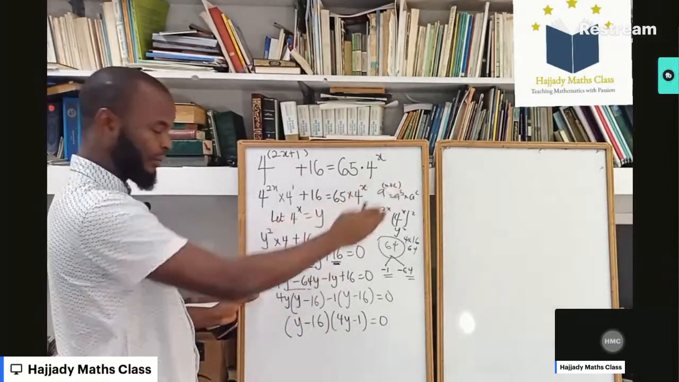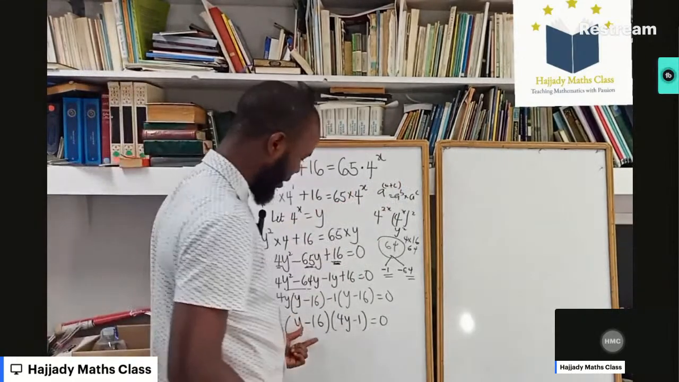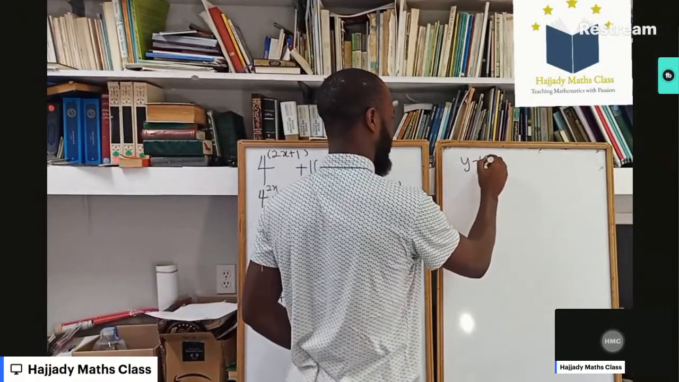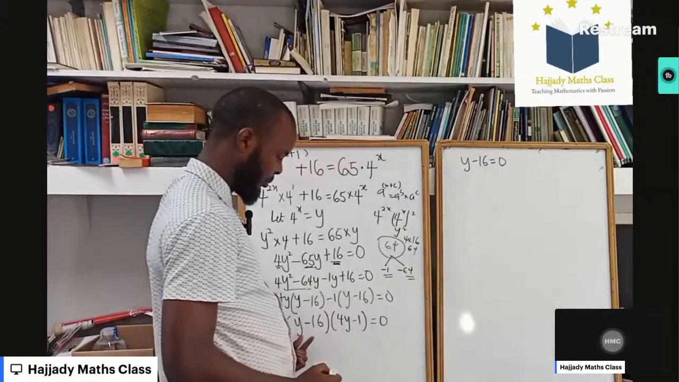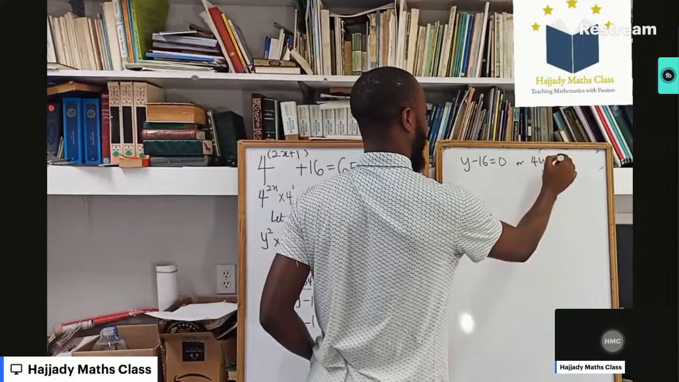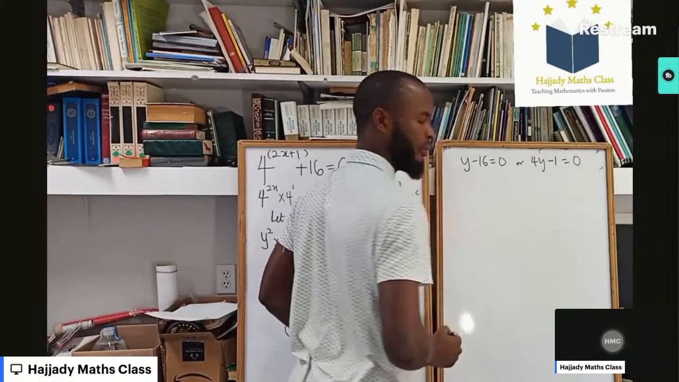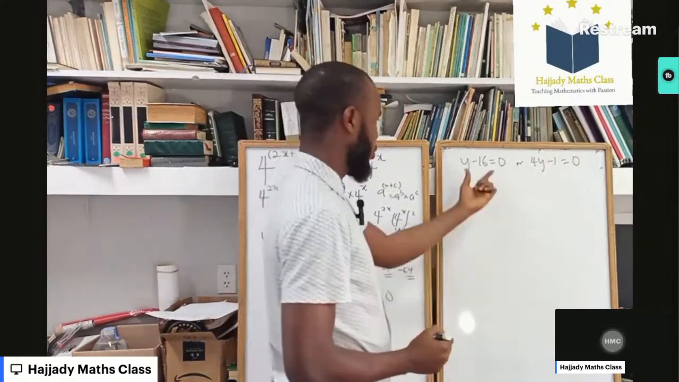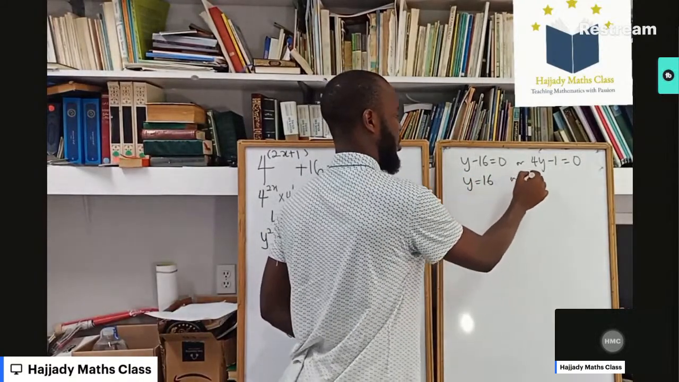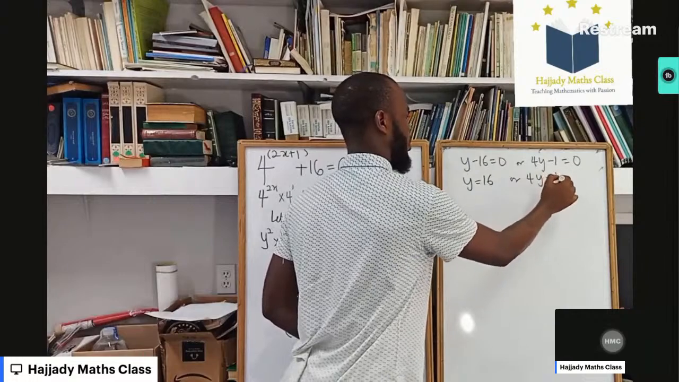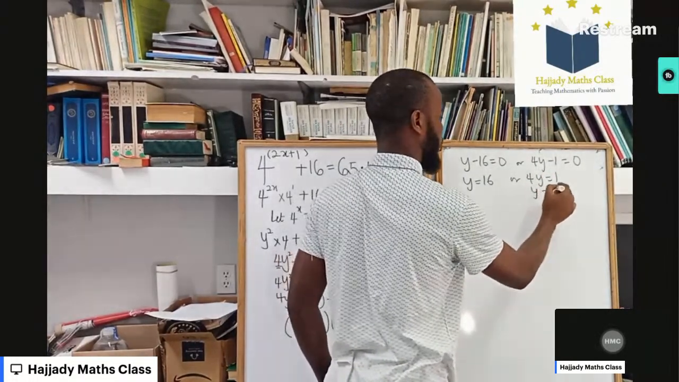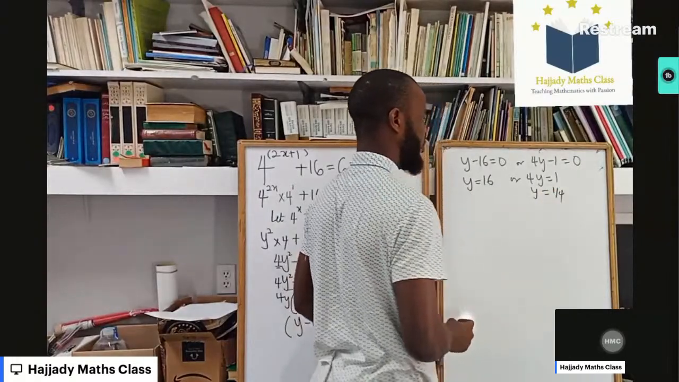Let's go straight in. I'm going to have y minus 16 equals 0, or 4y minus 1 equals 0. So here y equals 16, or 4y equals 1. Dividing both sides by 4, y equals 1/4.